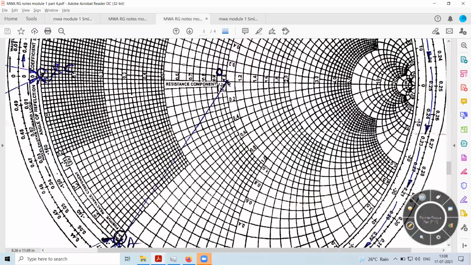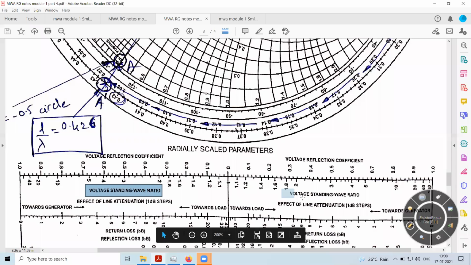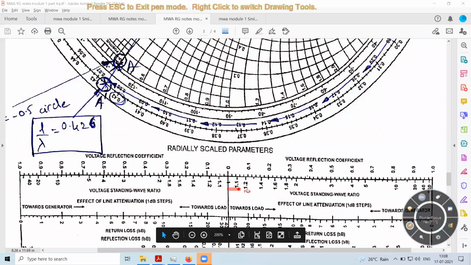It is not clearly visible, so I'll just check out. Here you can see that we have voltage standing wave ratio here also, here also. So here I'll utilize this scale over here. Here you can see what these values are.